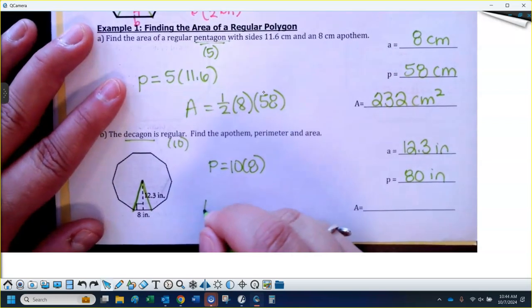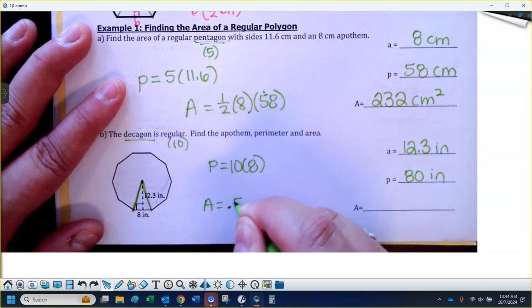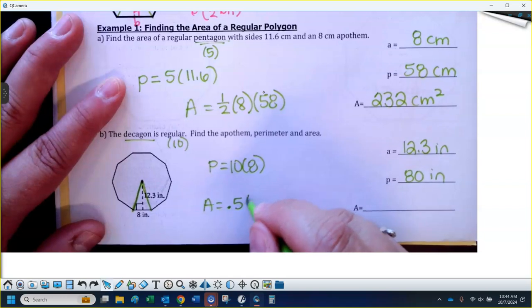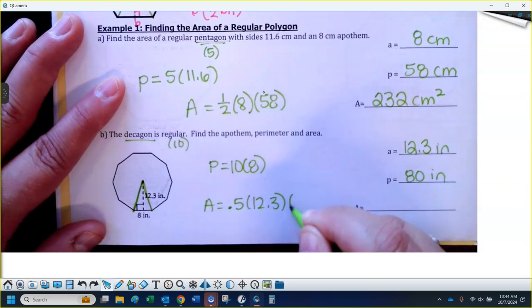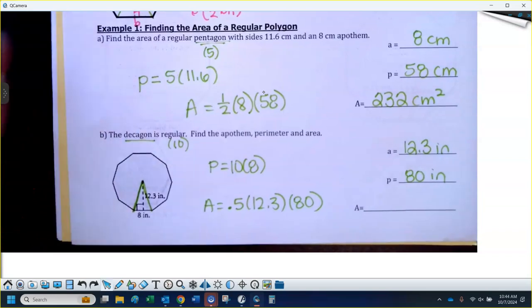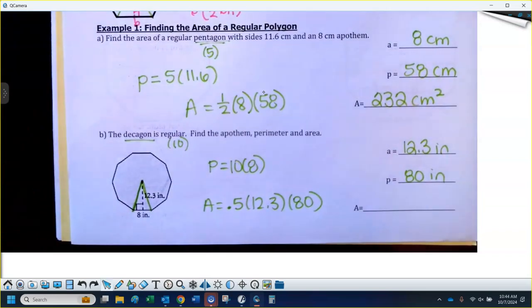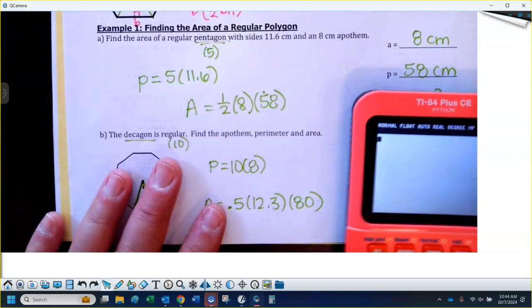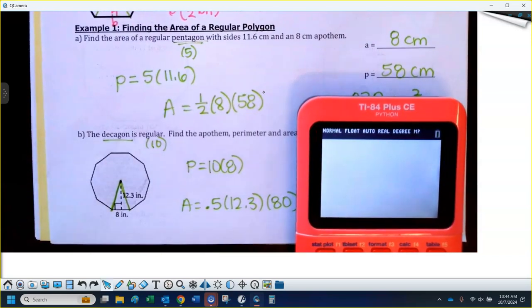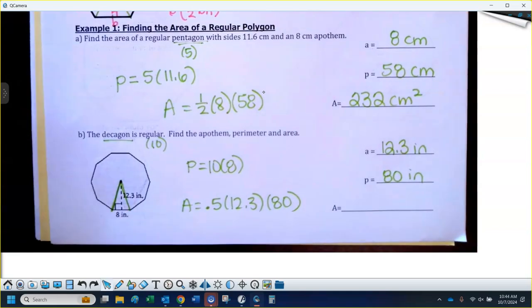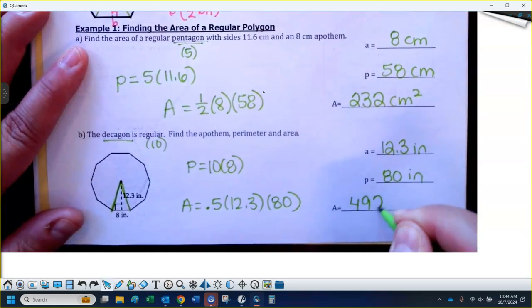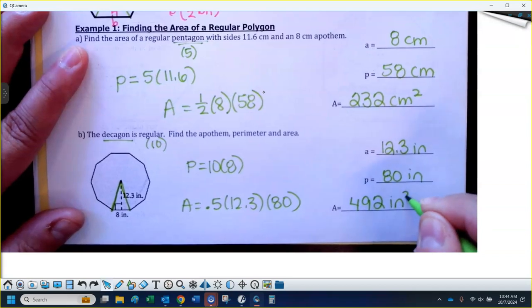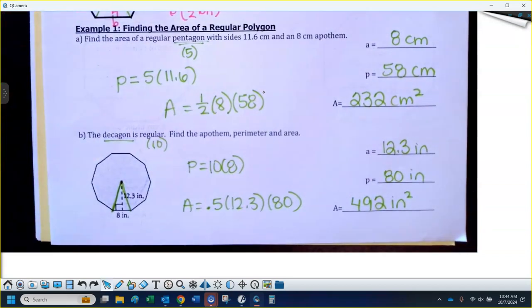We just need to do our area formula. So it's 1/2, and feel free to type 0.5 because I feel like that's less buttons, times 12.3 times your perimeter, which is 80. That's the one key thing. You got to find the perimeter. If they just give you the side length, then we might have to multiply it by something to figure it out, and then you got your area. So I got 492, and this area, the label would be in inches squared because we're talking about how many squares would be able to fit into that lovely decagon.